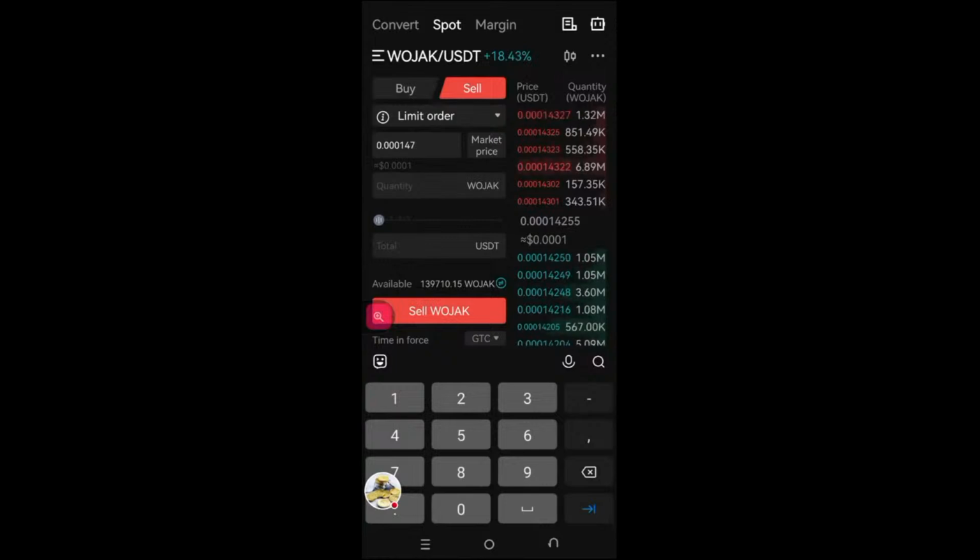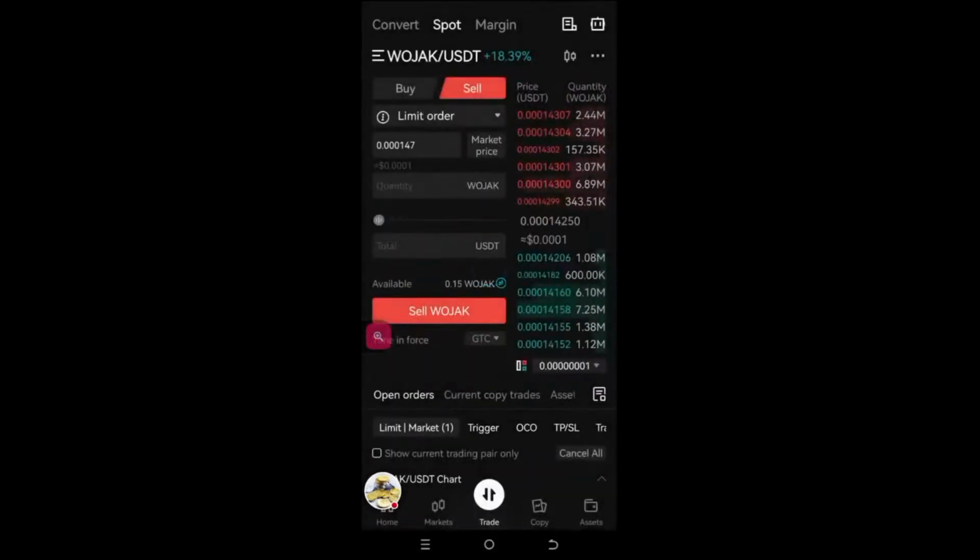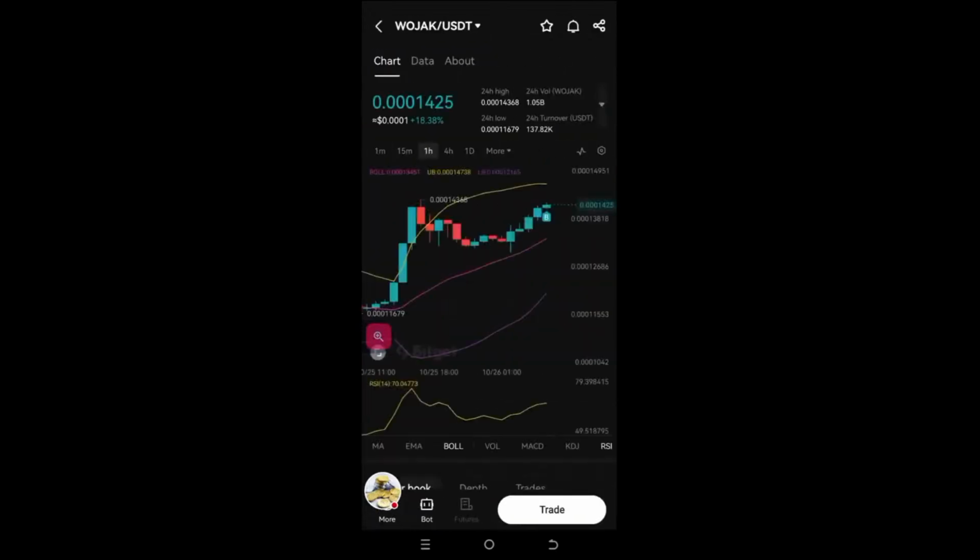147. Let me see what that would give me. 53 cents. Would I get that? I don't know. Let's go for it. If it doesn't get up to that point, we'll definitely cash out as long as we're in profit. Let's wait and see. Let's hope that this goes to 143.